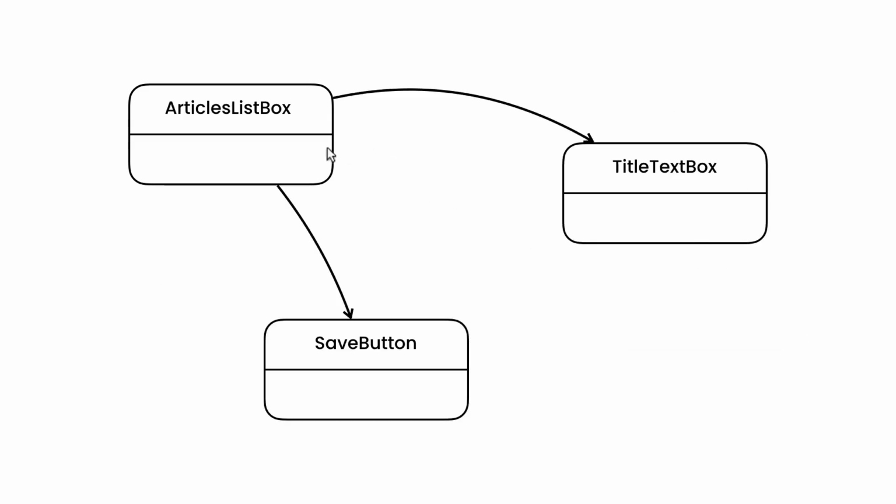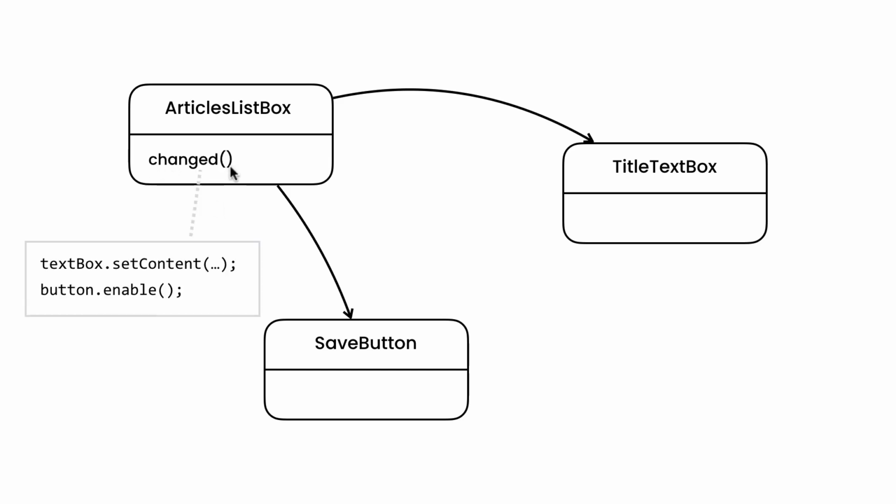Now, how is this going to solve our problem? Well, this articles listbox needs to know about the title text box and the save button. Because when we select an article, the title text box needs to be populated and the save button should become enabled. So in this class, we can implement a method called changed. This gets called when we select an article. In this method, we're going to have code like this. We're going to tell the text box, hey, this is your new content. And then we're going to enable the button.